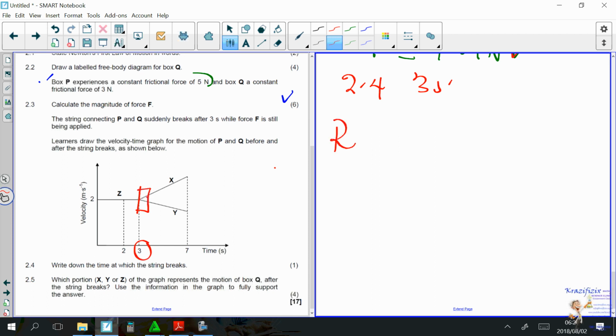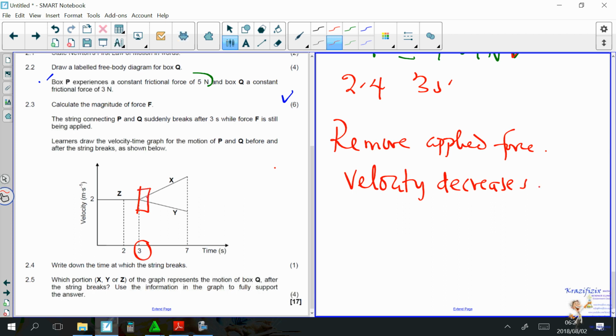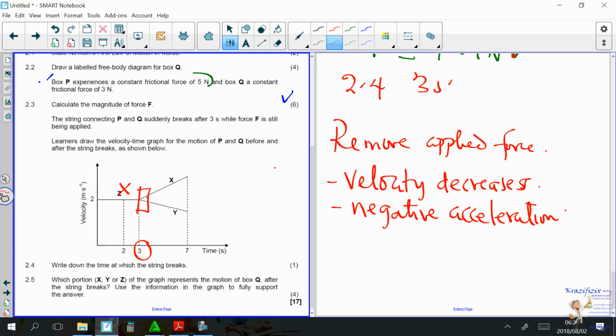Guys, if we remove the applied force, automatically what happens? The velocity decreases. All right? When velocity decreases, we are going to have what you call a negative acceleration. Why negative? My final velocity now is smaller than my initial velocity. So if velocity decreases, automatically it's not Z. Automatically it's not X. It has to be Y.